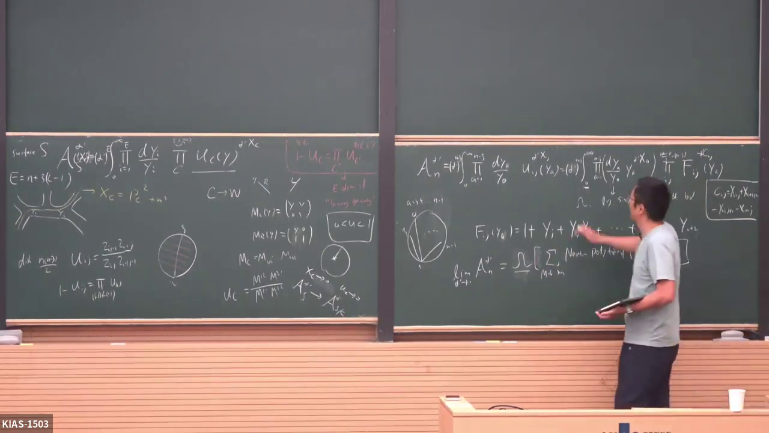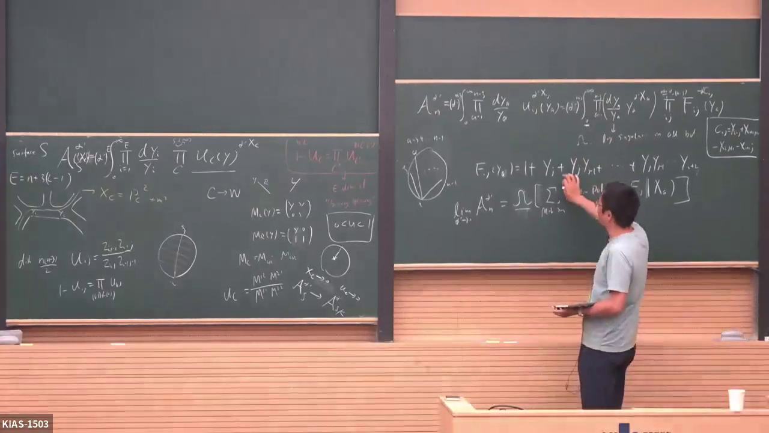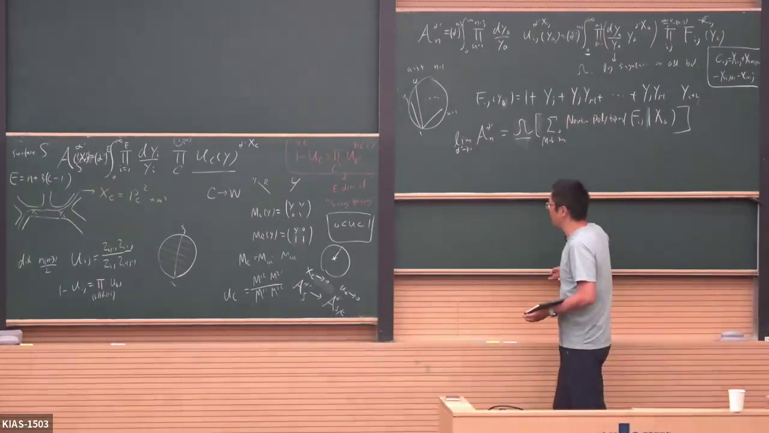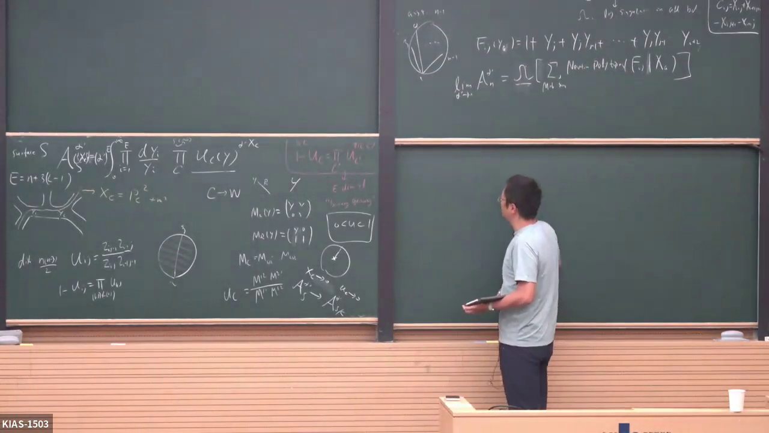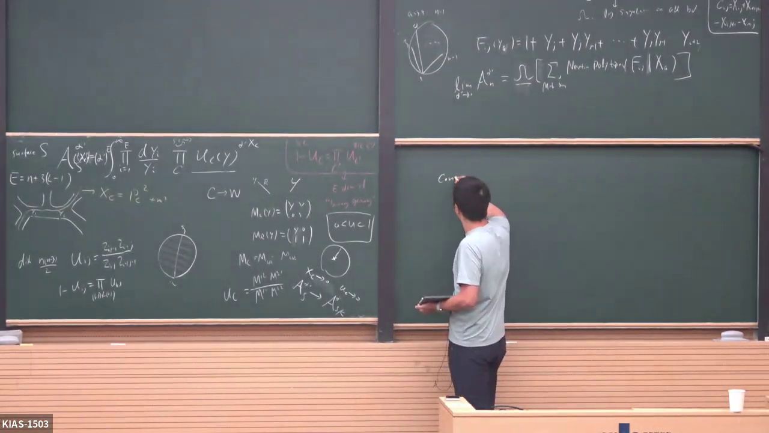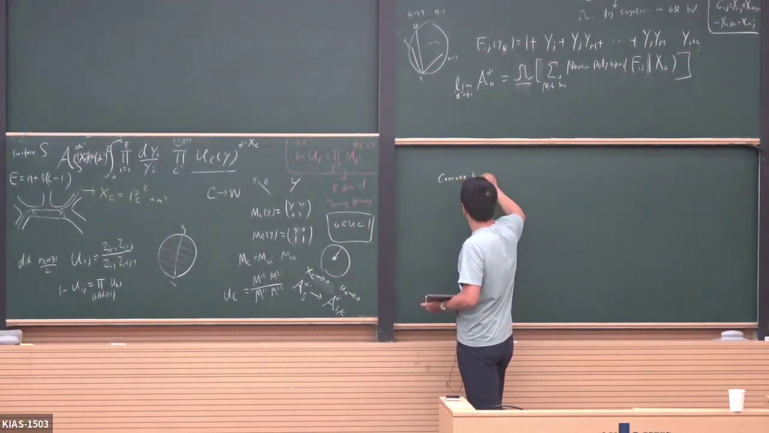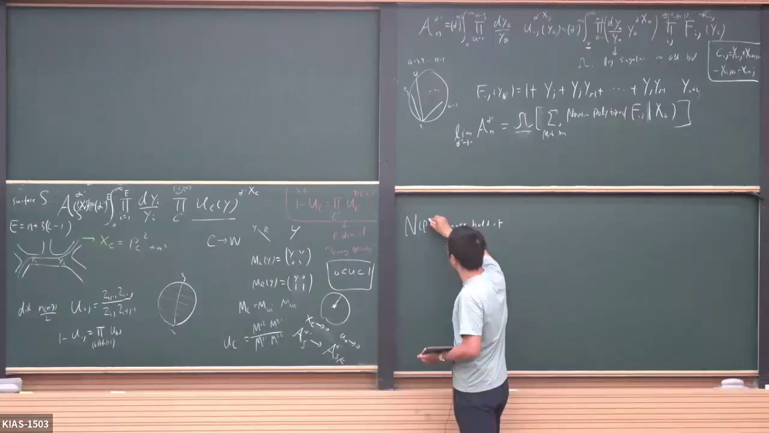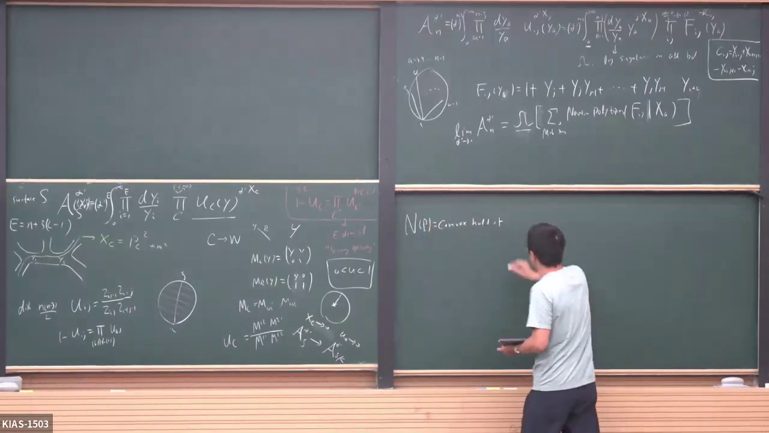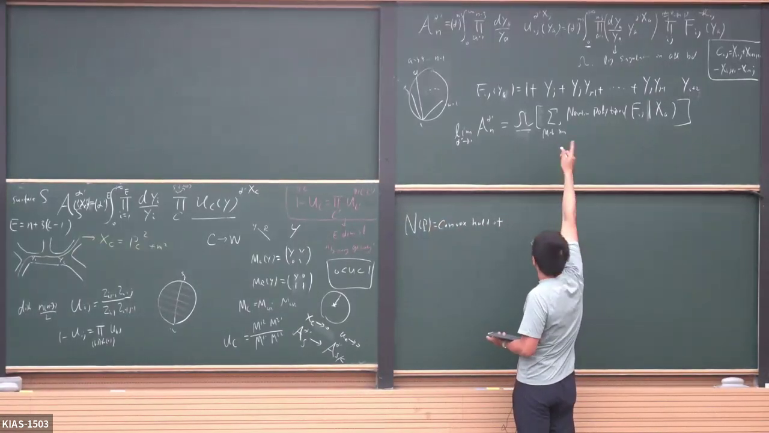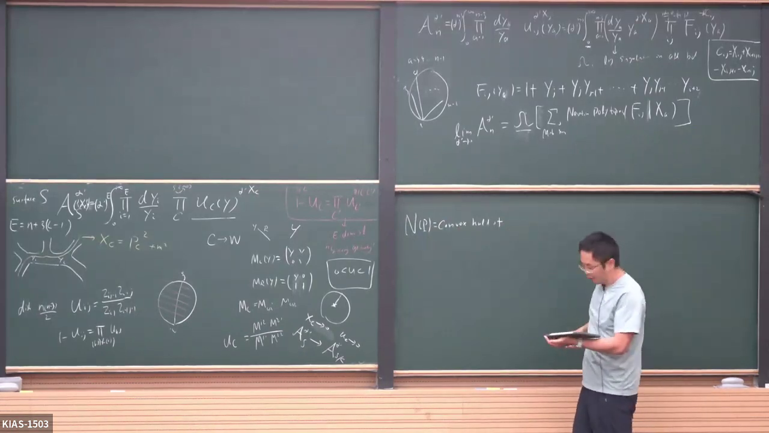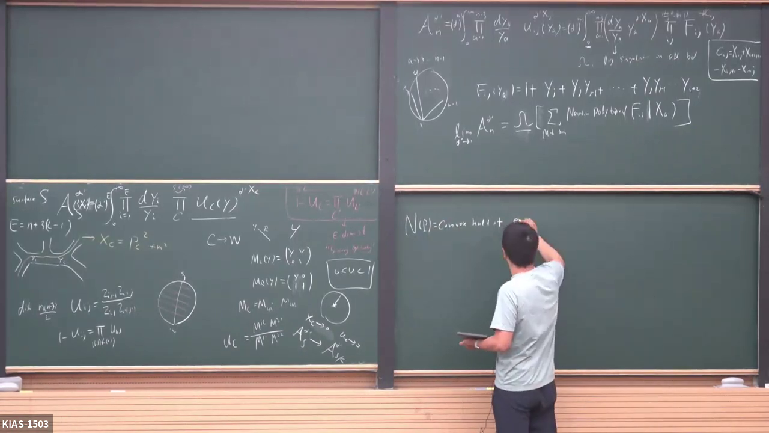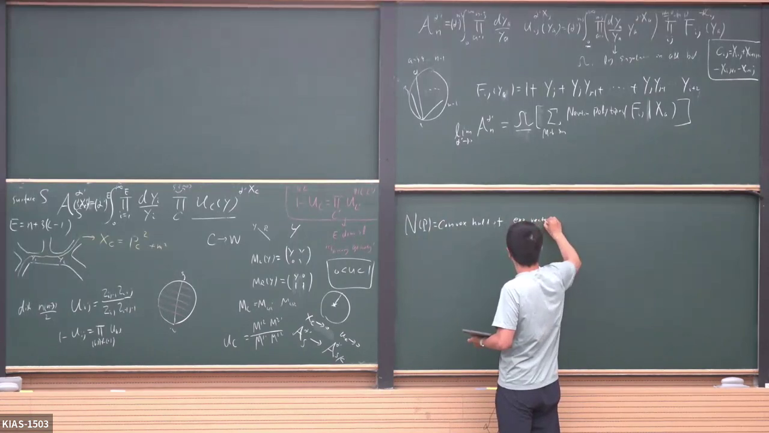So what are Newton polytopes? If I give you some positive polynomial, the Newton polytope of a polynomial is given by the convex hull of all the exponent vectors of the polynomial, right? The convex hull of the exponent vectors.